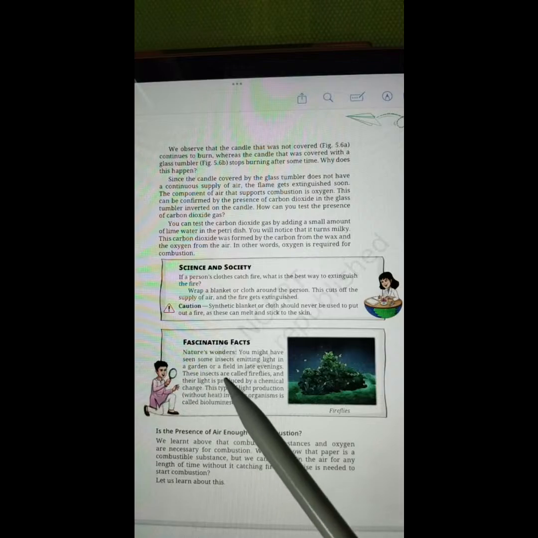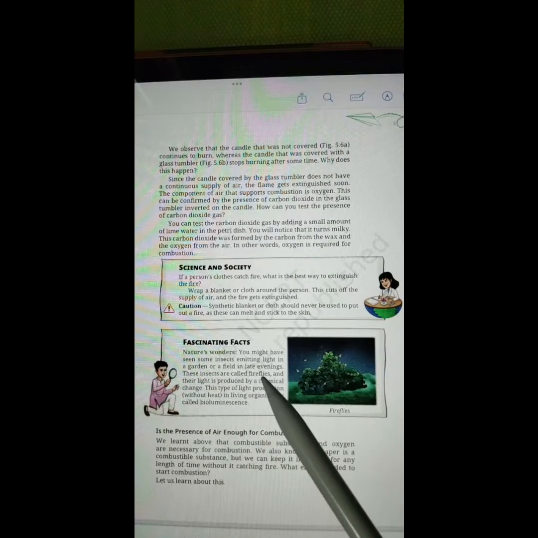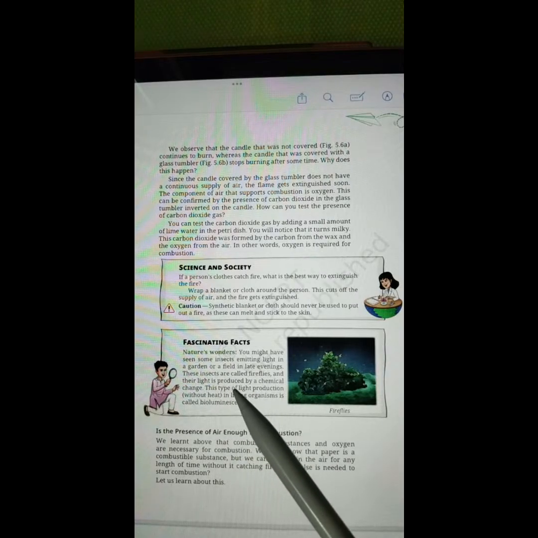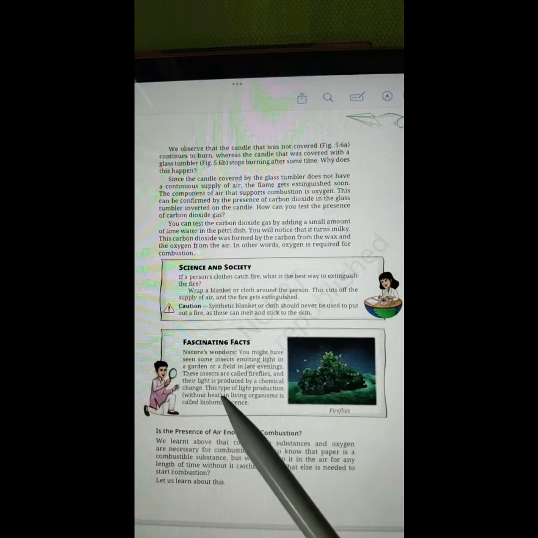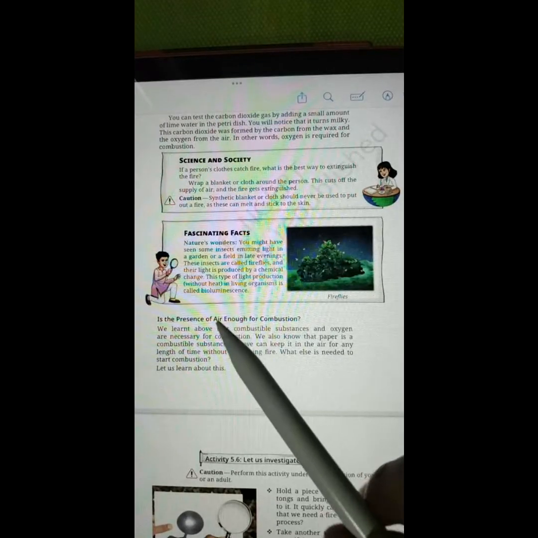Fascinating facts, nature's wonders. You might have seen some insects emitting light in a garden or a field in late evenings. These insects are called fireflies, and their light is produced by a chemical change. This type of light produced without heat in living organisms is called bioluminescence. Bio means living, and luminescence means the power of emitting light.